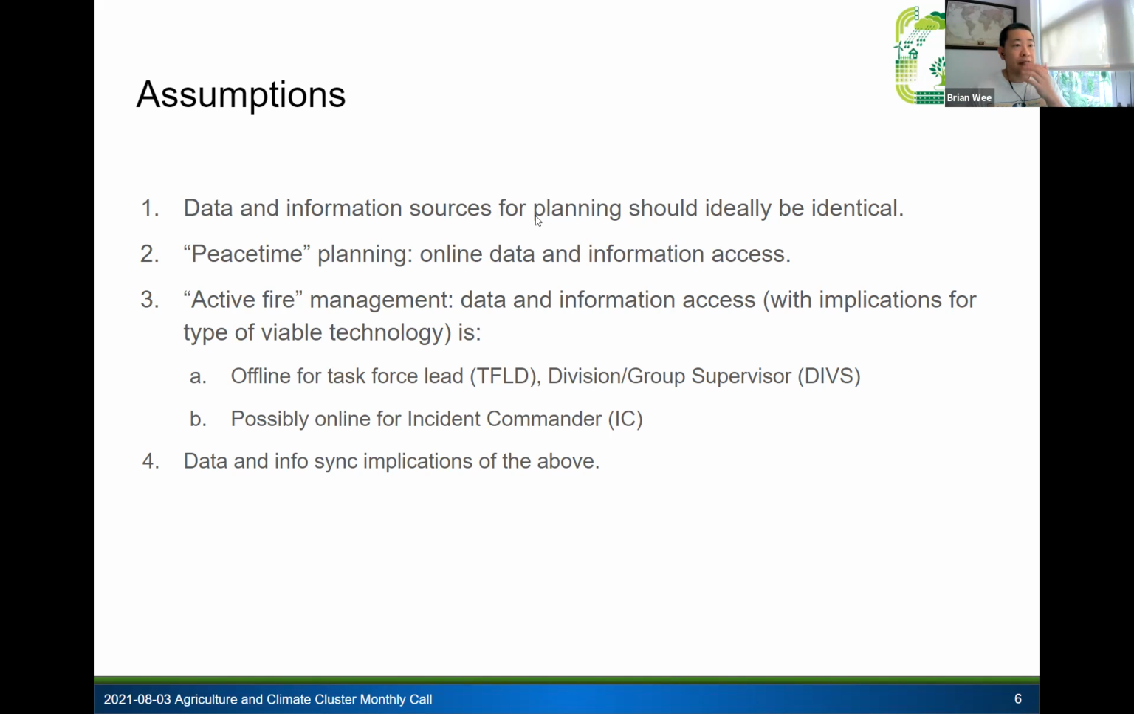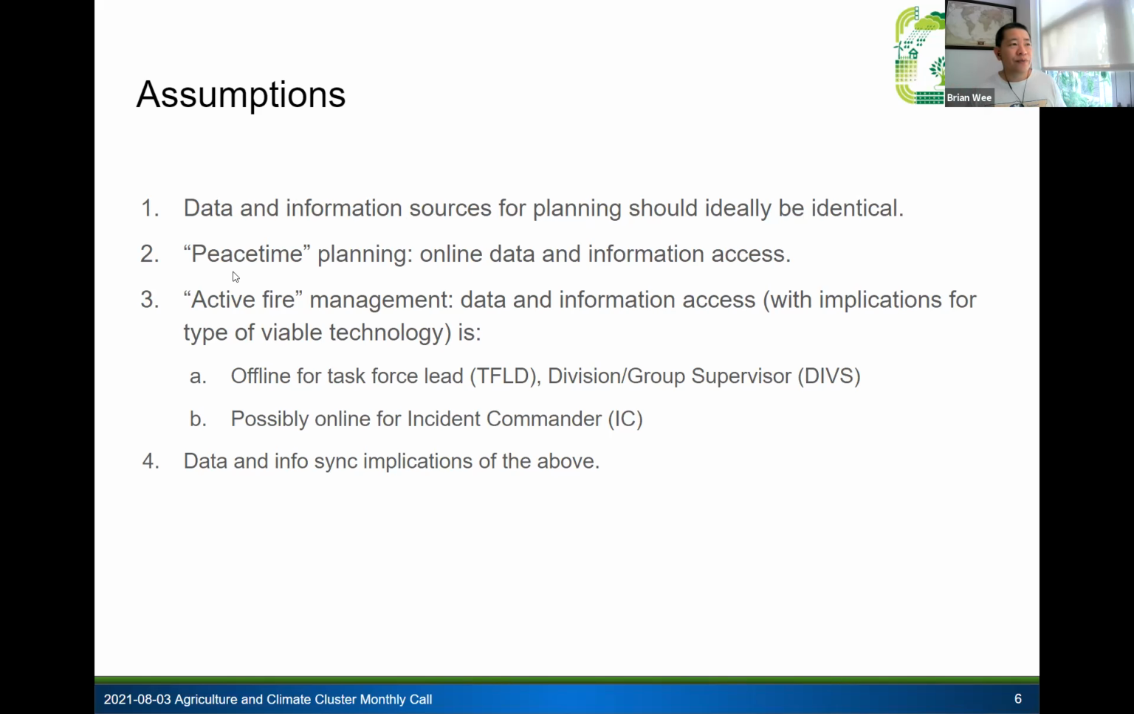And my assumption, which I think is reasonable, is to say that the data information that you use for planning, you would like to use for the actual fire, and there's a missing word here. The data information sources used for planning and for the actual fire should ideally be identical, right?